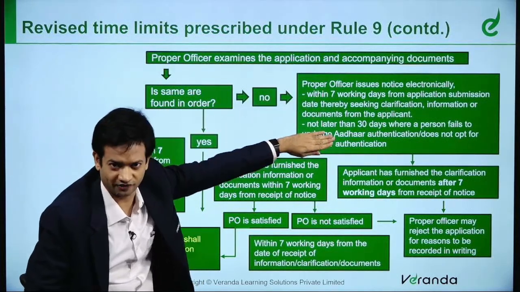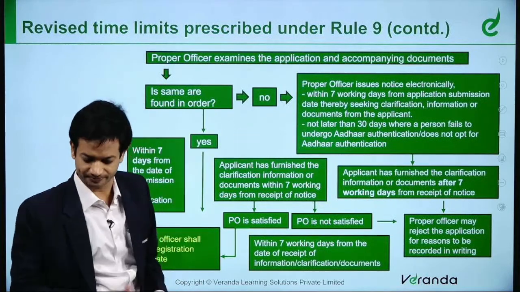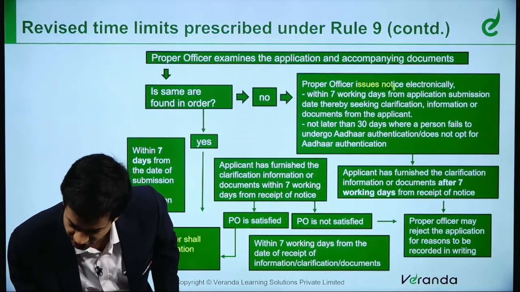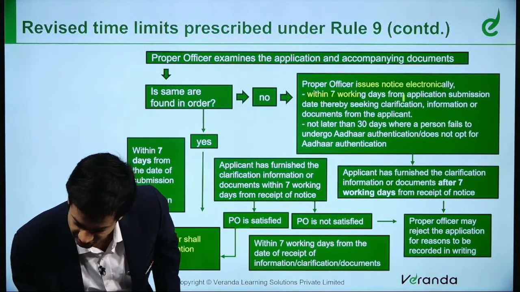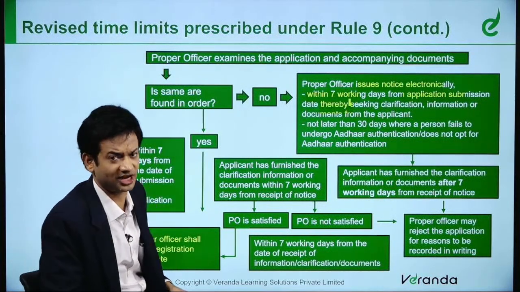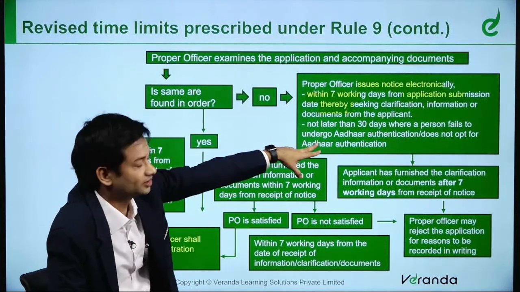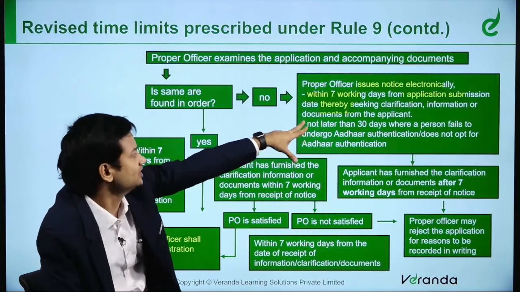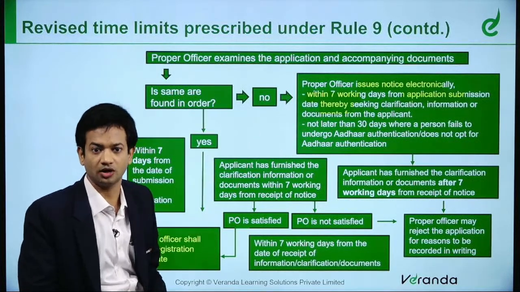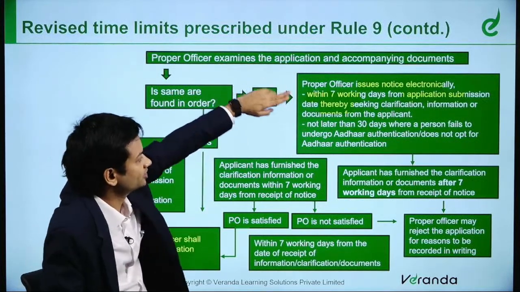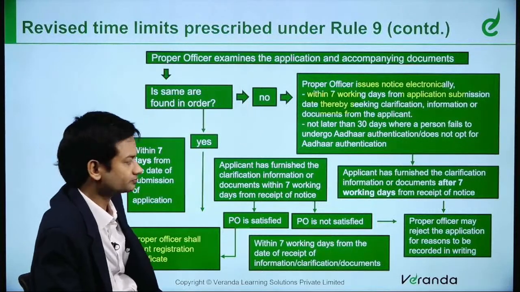Normal scenario, Aadhaar authentication fails, right? So if no, then the proper officer issues notice electronically within 7 working days from the application submission. So in a normal scenario, within 7 days I should issue notice if there is a deficiency in the documentation. And if Aadhaar authentication is failed or something like this, then within 30 days I should issue a notice. So notice will be issued either in 7 days or 30 days in such scenarios.